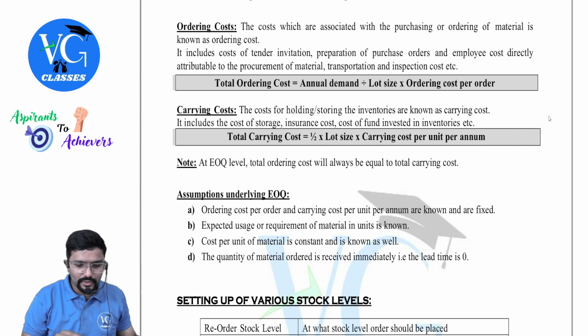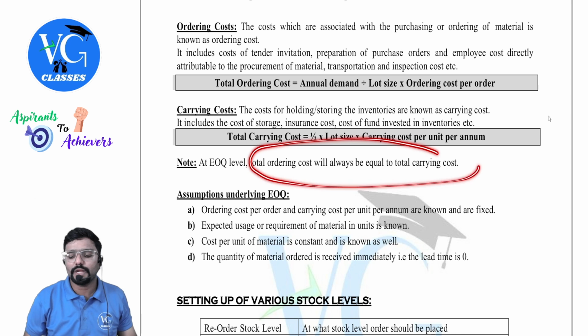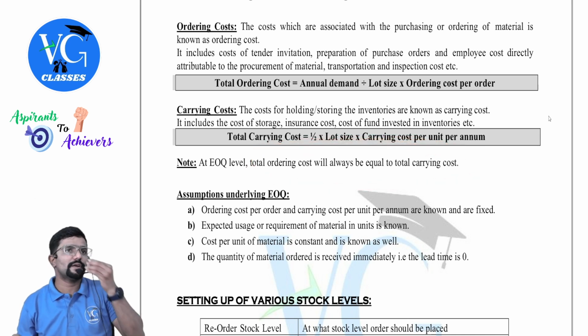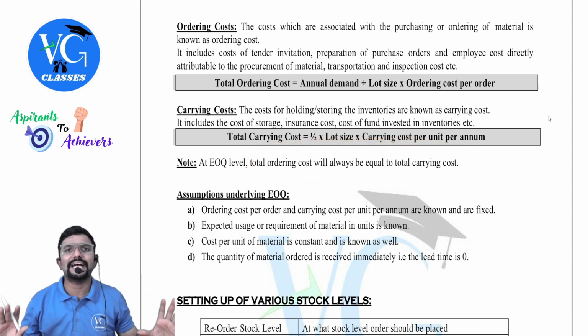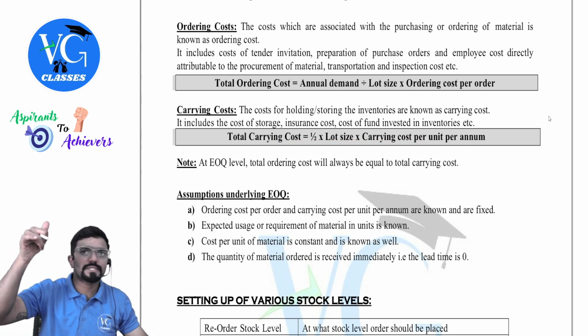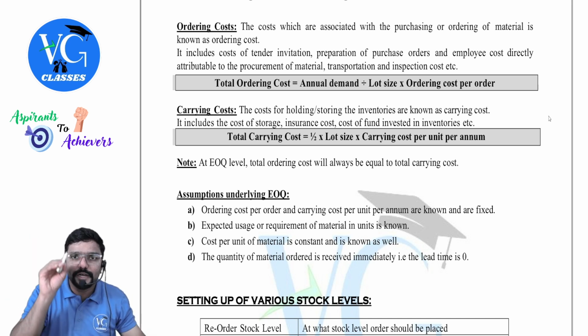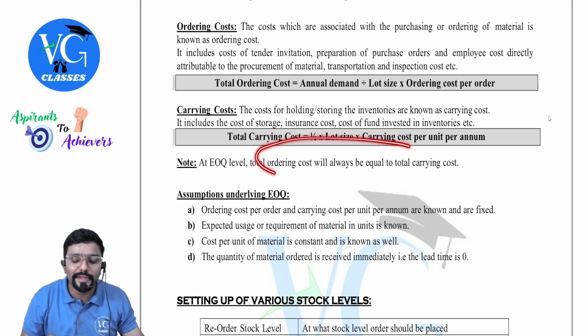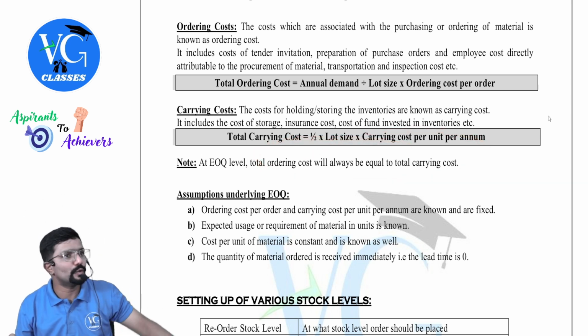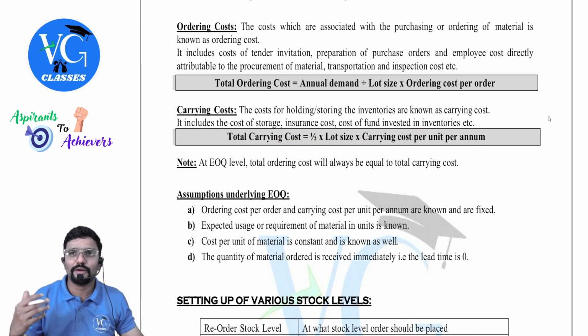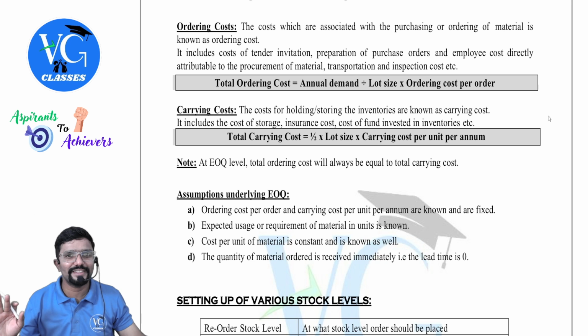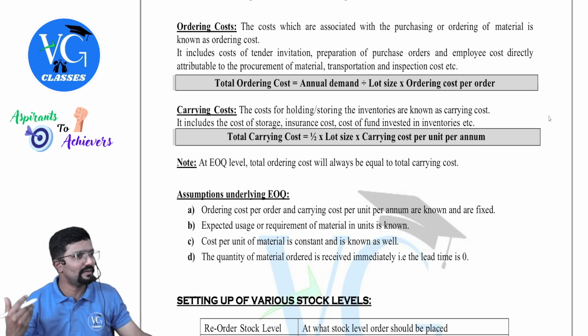Okay. At EOQ level, total ordering cost will be equal to total carrying cost. Hope you guys got it. Guys, please be careful. If I add up both, that will be minimum at EOQ. But if I take them individually, both will be equal at EOQ. I will prove it when we are doing the problems. We will calculate both the costs and see whether they are equal or not.